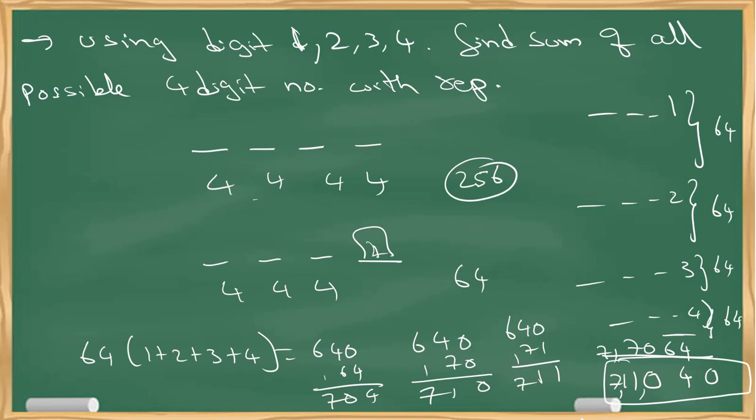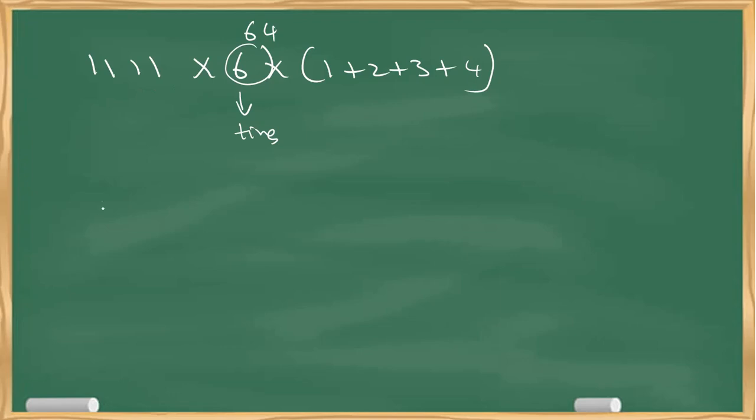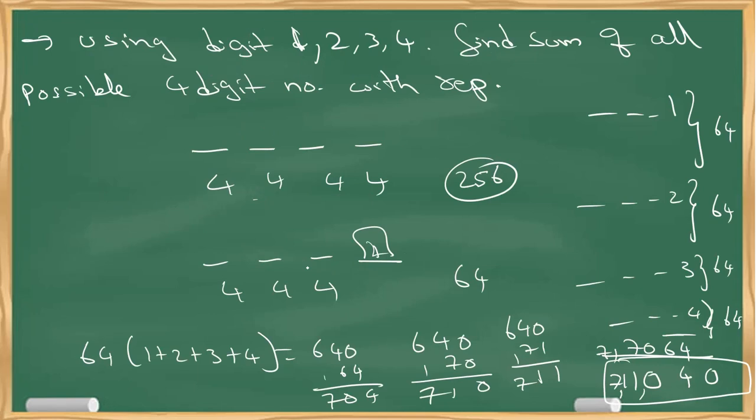Okay. Now, if you do this method also, you will get same thing. So 1111 into 64. This will become 10, so 640 into 1111. Same thing you learn. So nothing to worry.